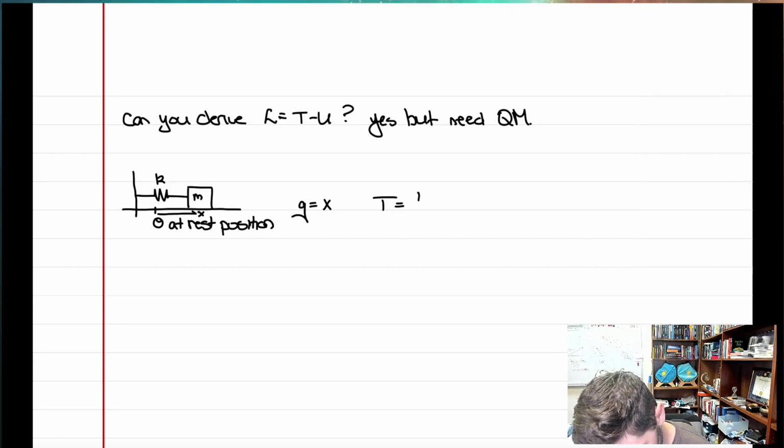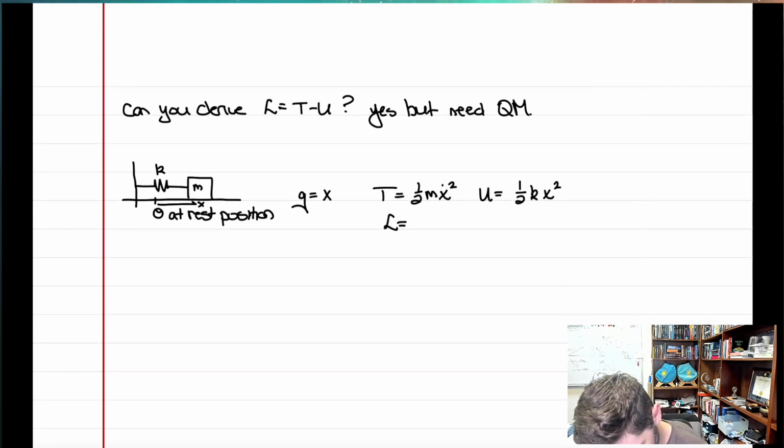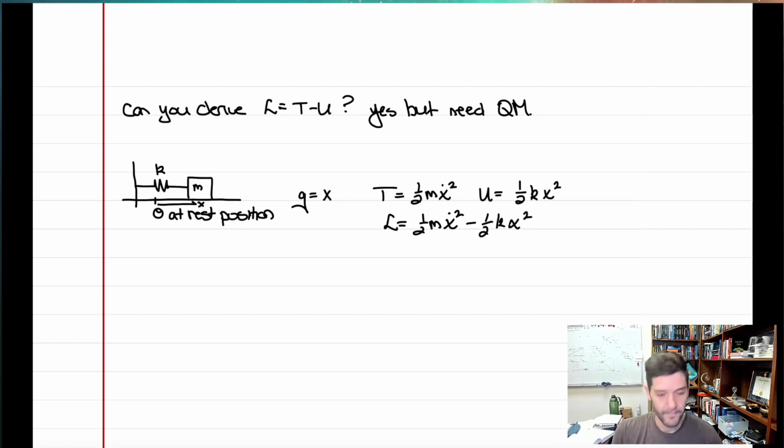So in this case, the kinetic energy is going to be 1/2 m x dot squared. Potential energy is going to be 1/2 k x squared. Because again, I'm putting the origin where the force vanishes. And remember, before we wrote 1/2 k (x minus x naught) all squared. But I'm putting the origin essentially where x naught is. So then the Lagrangian looks like 1/2 m x dot squared minus 1/2 k x squared for this particular system.